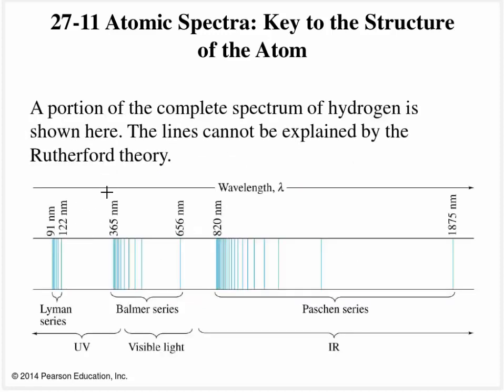So if you look at the complete spectrum of the hydrogen atom, it's shown here, where we have increasing wavelength going in this direction. And you can see that the Lyman series is in the ultraviolet, the Balmer in the visible, and then working our way out to the infrared. And all of these lines just can't be explained by Rutherford's theory of the atom. So we're missing something here.